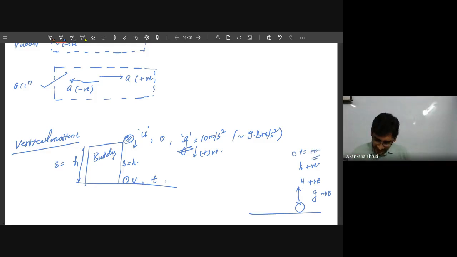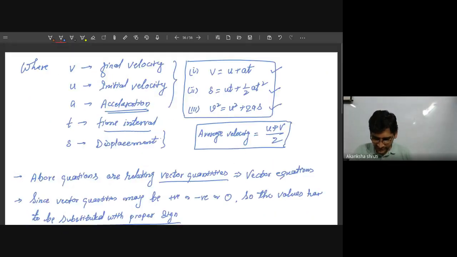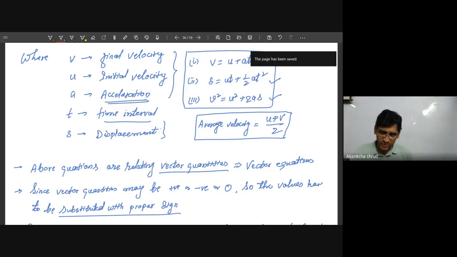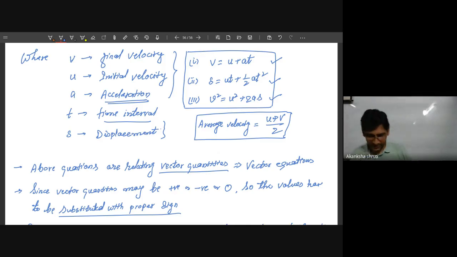So these are the things that we will learn tomorrow: how to apply these three kinematic equations, what are their symbols, and how to take the reference direction. So these things we will learn tomorrow. Student, any doubt in this, then please ask. Otherwise, I have to stop the class. I have to go for class 10.